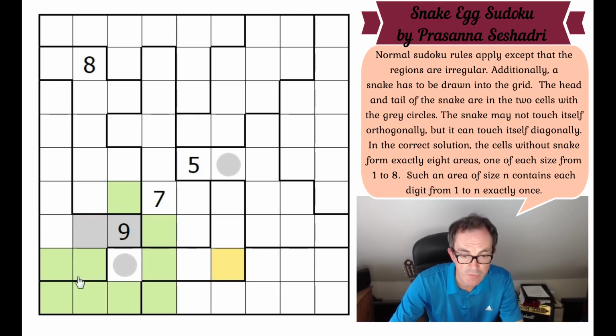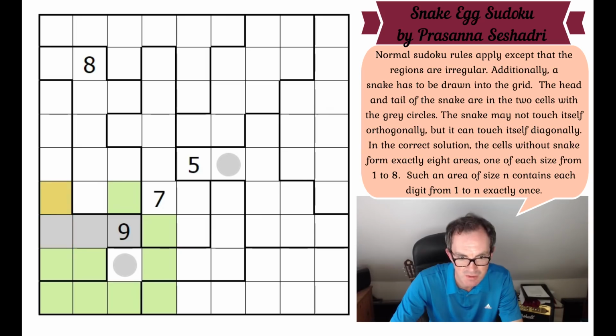Oh, but more important than that, this now is of size 8. 4, 5. Yes, this green region is of size 8, which means it's reached its maximum size. And that means every cell orthogonally connected with the green region must be snake. And that's going to give us loads of snake pieces.